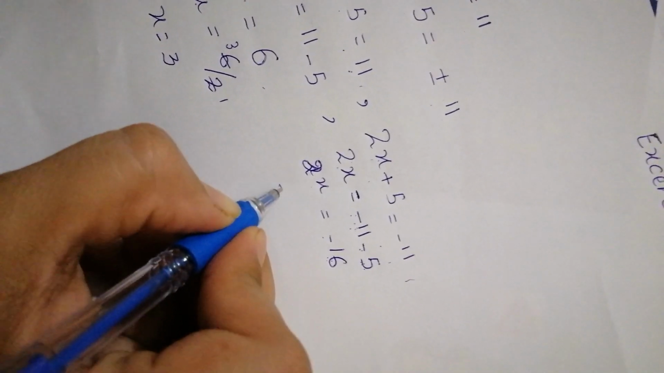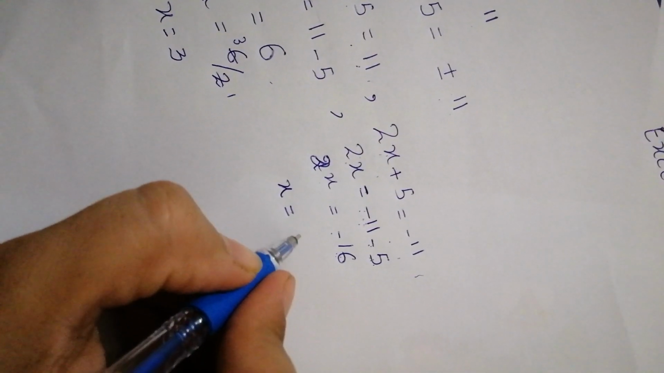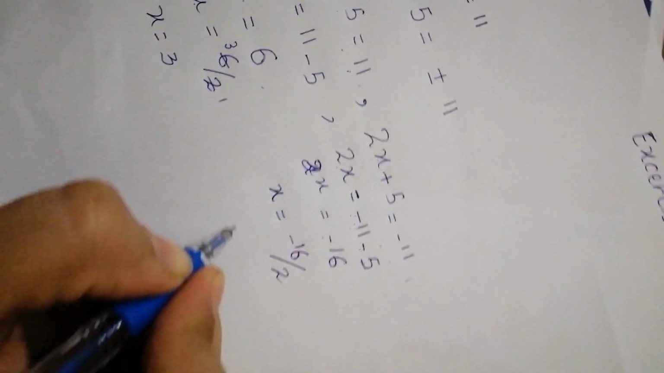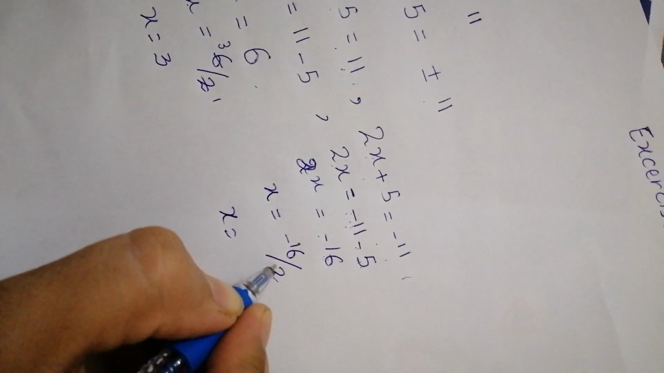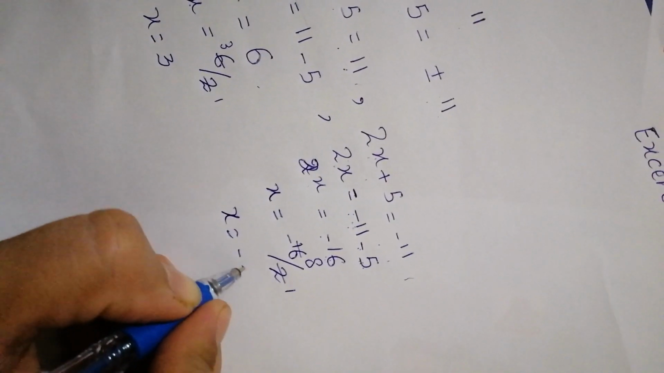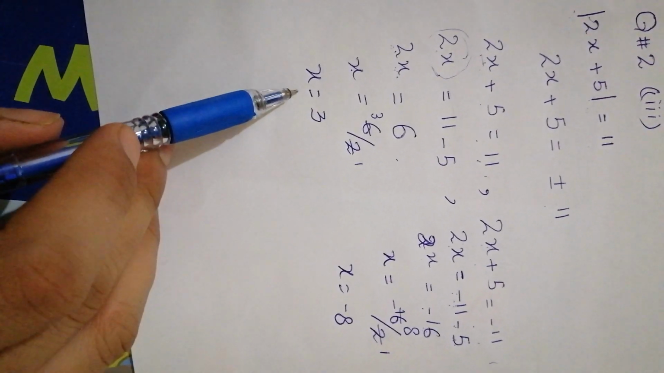Now you need the value of x. So x will remain here, and 2 is multiplying. When it shifts to the other side of the equation, it will be divided. Minus 16 by 2, and x is equal to, 2 1 time 2, 2 8 times 16. x is equal to minus 8. You can see that you have taken out two values of x.